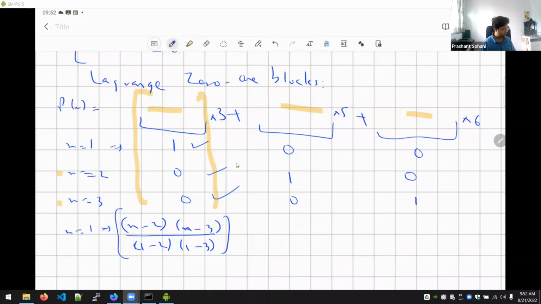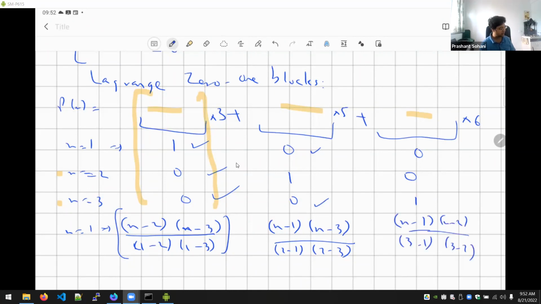In the second column, you will write the expression x minus 1 times x minus 3 upon 2 minus 1 times 2 minus 3. This expression you will see is 0 for x equal to 1 and x equal to 3, and if you put x equal to 2, exactly the numerator and denominator cancel out. And the same thing here also, right? Combining all of these three terms together, you see it is exactly quadratic because every term has x squared. So this is how we can compose this polynomial p of x.